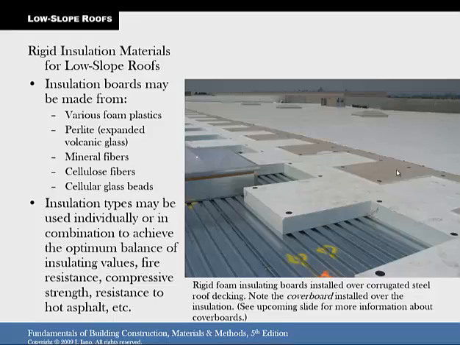Okay, so here's insulation boards. They may be made from different materials: various foam plastics, perlite, mineral fibers, cellulose, and cellular glass beads. And here it's basically some square foam things above this roof deck. In this case, they don't have the concrete because, as you can see, people won't be walking a lot on this roof, and it doesn't need to be as structurally solid.